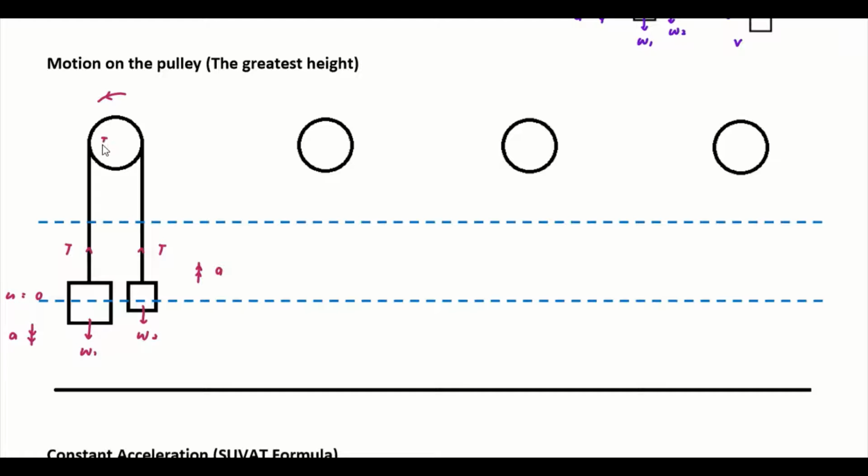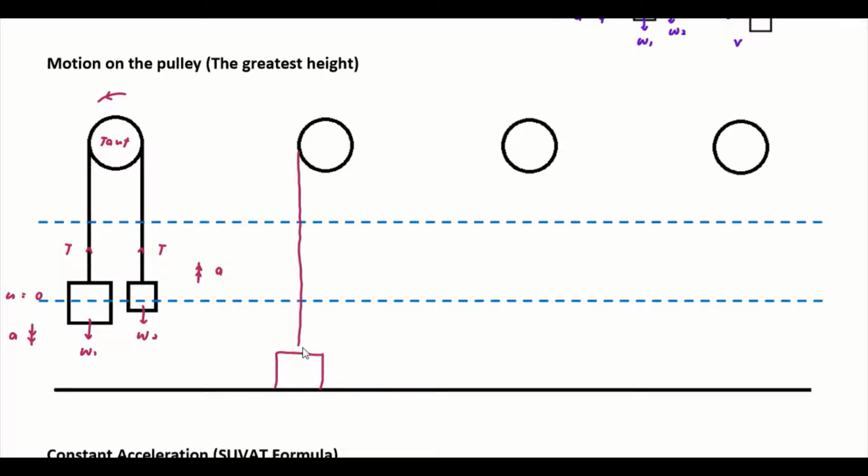This is a taut one, which means the string is taut, so there's tension involved. For the second stage, we can imagine that after we release them, the pulley will move in this direction. So now the pulley will actually look like this. Oops, I'm sorry, it should be a straight one. You can use your ruler to draw it. So a straight one, and now the object happens to be here.